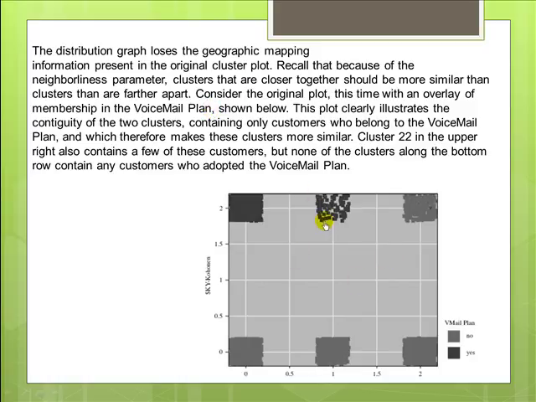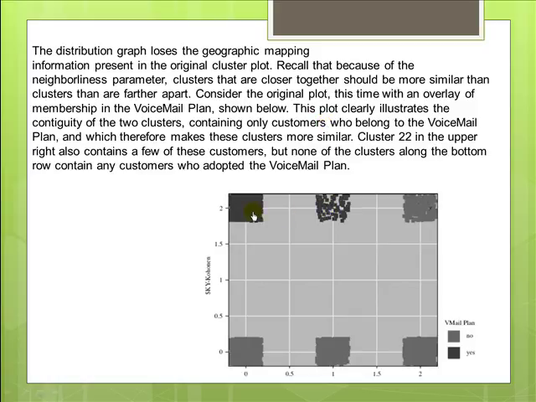Here's the original plot, this time with an overlay of membership in the voicemail plan, shown below. Remember, we saw that some of the clusters were completely voicemail and some weren't. And here we're showing that again. They're showing the 6 clusters. We're showing them on the map. And this cluster was, I guess, all yes. And this cluster was all yes. And this one and this one and this one were all no. And this one was almost all no, but a little bit of yes in there. Okay?